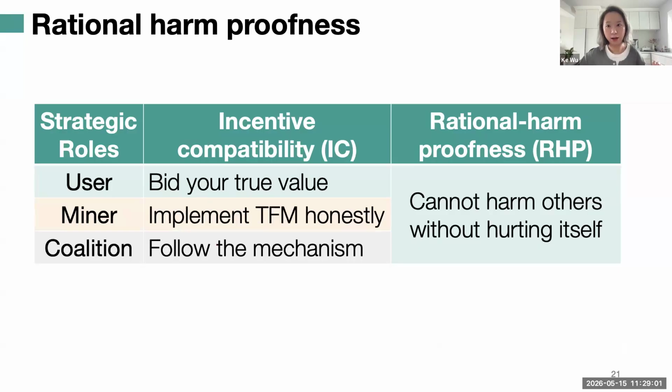On top of incentive compatibility, we also want to make sure that any rational deviations cannot harm others. If you hurt others, you must be hurting yourself. So if you're rational and if you are profit maximizing, then you should not be able to adopt those strategies that harm others. So we formalize this desired property as rational harm proofness, or RHP for short. And as before, we want this rational harm proofness to hold for all 3 types of strategic roles: user, miner, or miner-user coalition. So in fact, these are 2 sets of desired properties, and we have 6 desired properties in total.